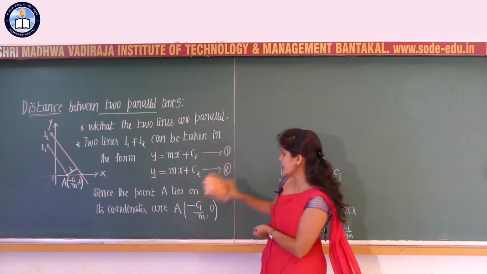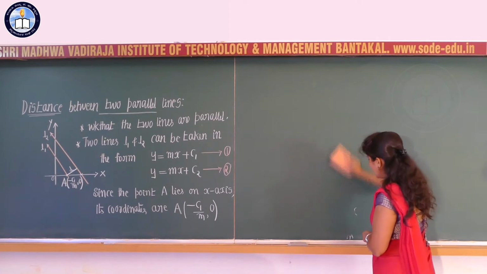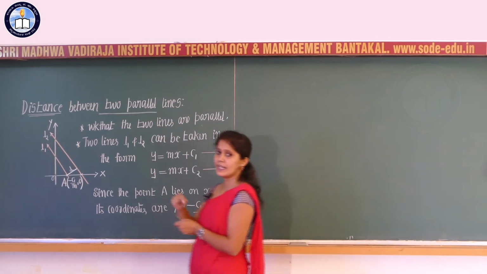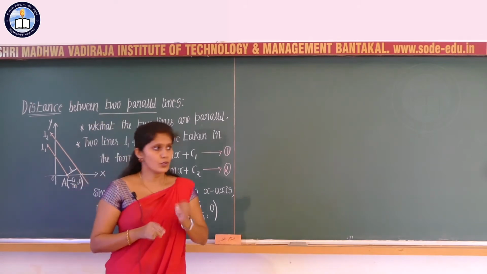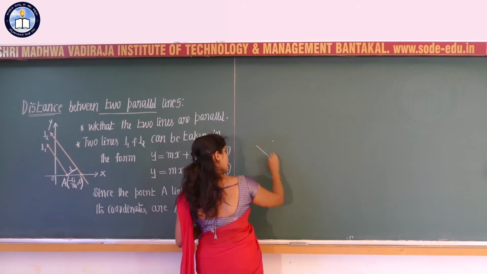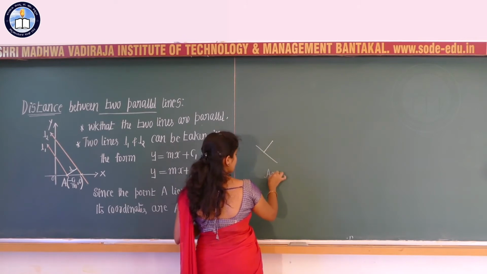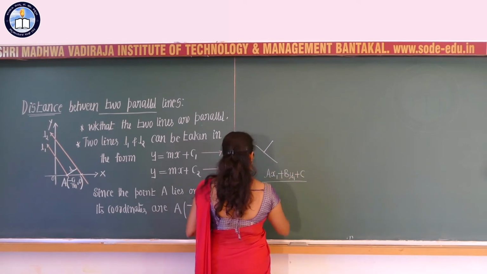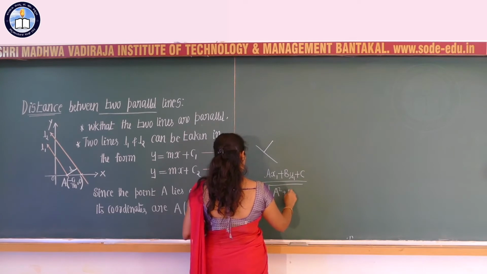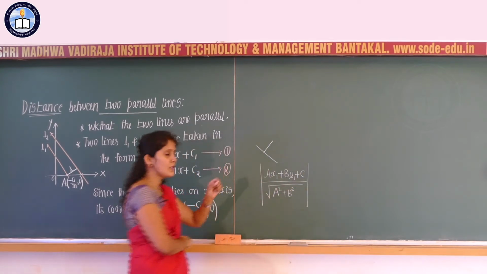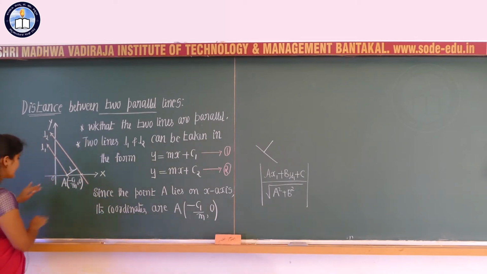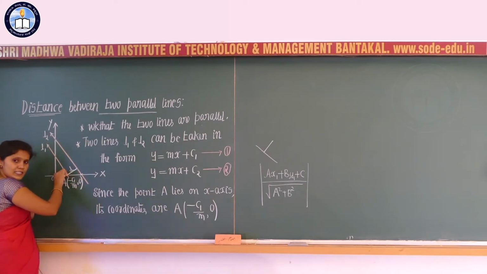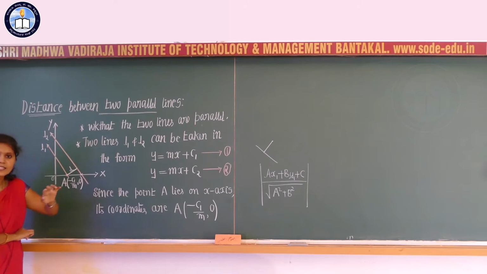So now we know the coordinates of the point, and we already know the formula to find the distance from a point to a line. That formula we have already completed. That distance is given by a into x1 plus b into y1 plus c divided by root of a square plus b square. So this represents the distance from the point to the given line. Here I consider A as the point, and the line is the line L2. So let us find the distance from the point A to the line L2.